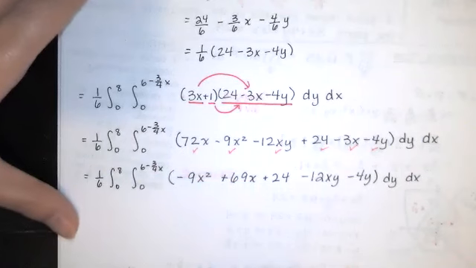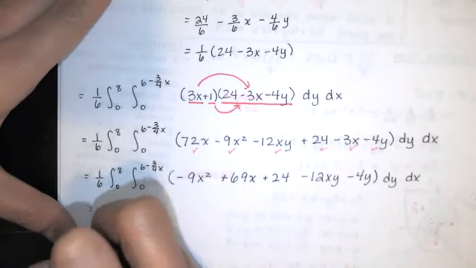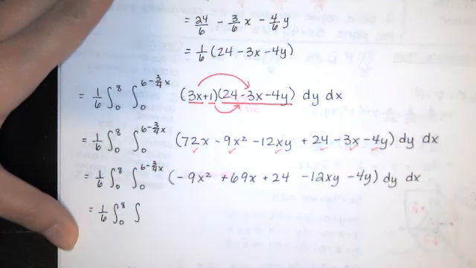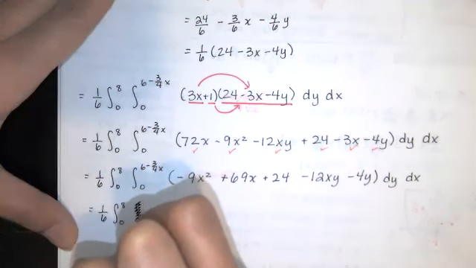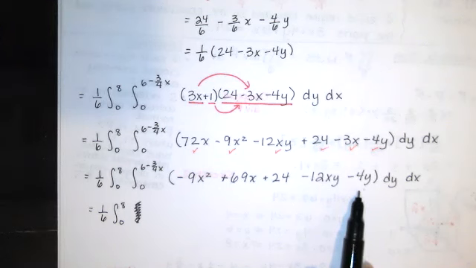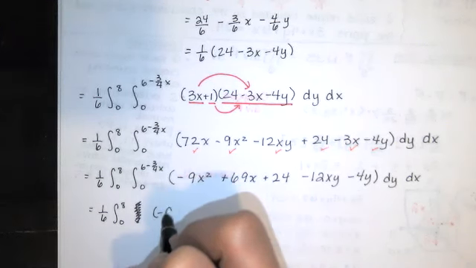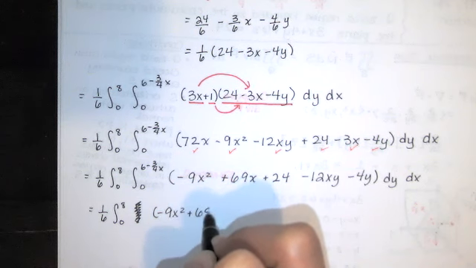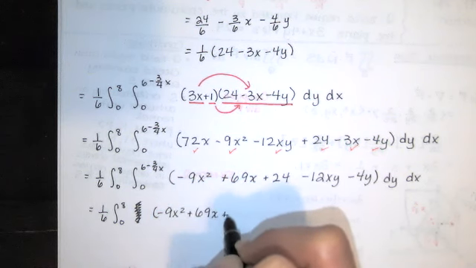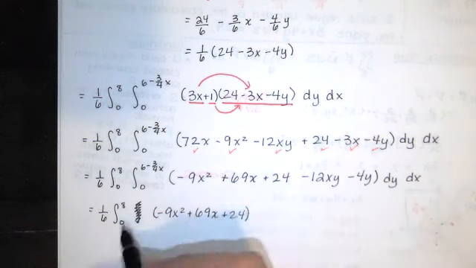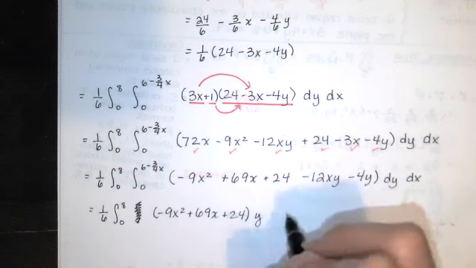Okay. So we end up with this. Oops, actually I don't want to do that anymore. Now let's integrate with respect to y. All of this is constant with respect to y, so I'll bring down my constant. The antiderivative of a constant with respect to y is that constant times y.